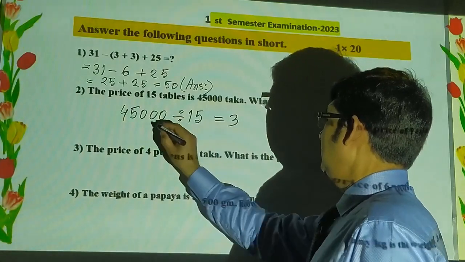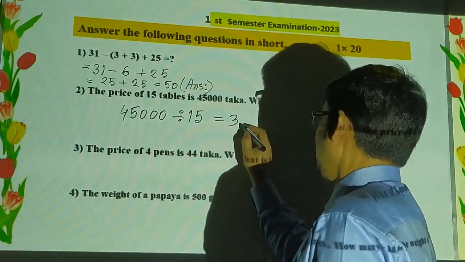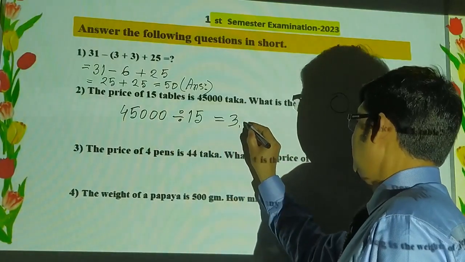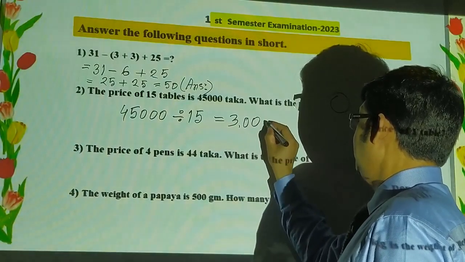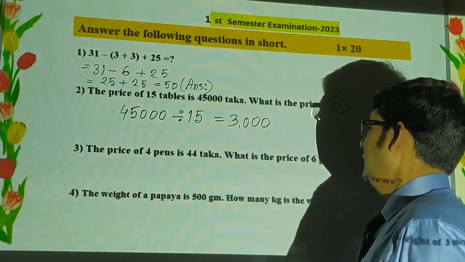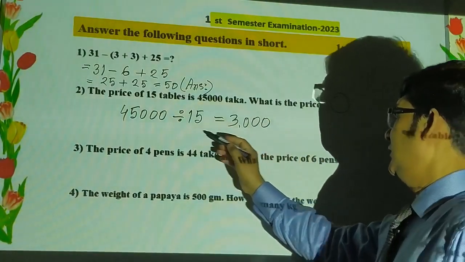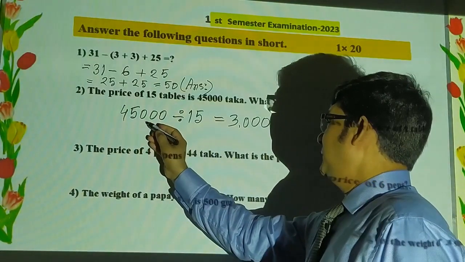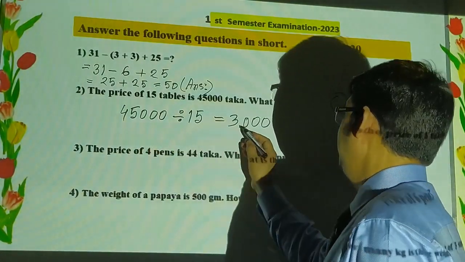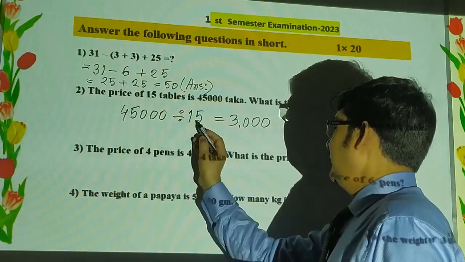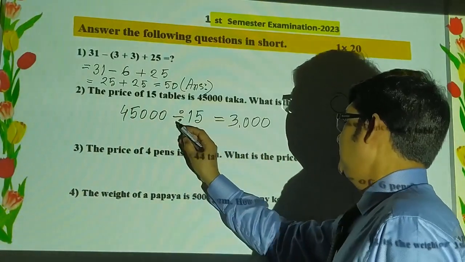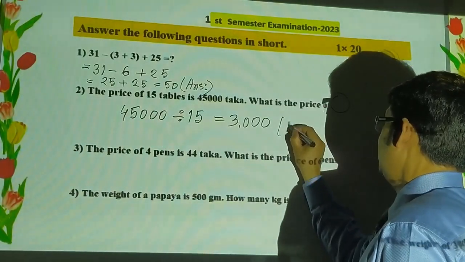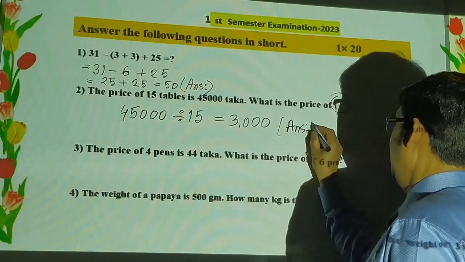And how many zeros? Triple zeros. Okay, so you will put triple zeros. So the answer is this one. You will solve 45,000 divided by 15, it will be 3. 45 divided by 15 will be 3 and put triple zeros here. So my students, the answer is here.